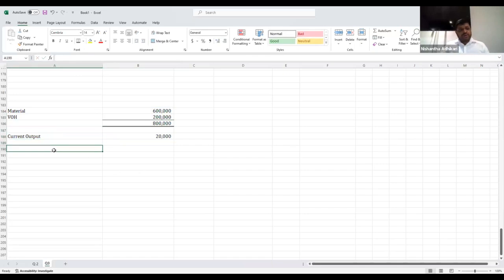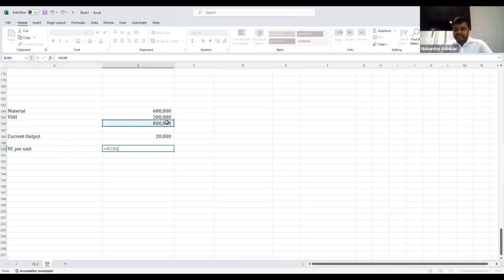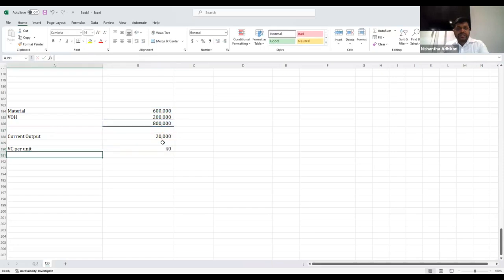Current output. Therefore, variable cost per unit will be 800,000 divided by 20, it is 40. Hope you have understood.